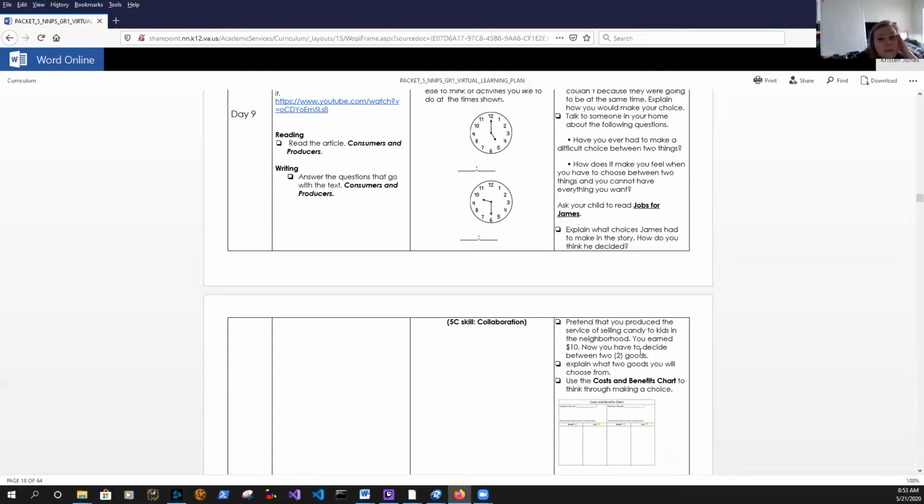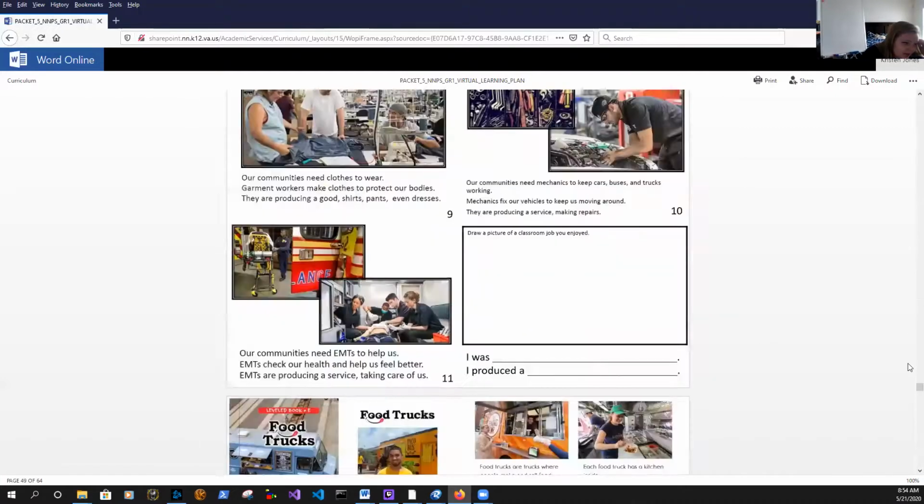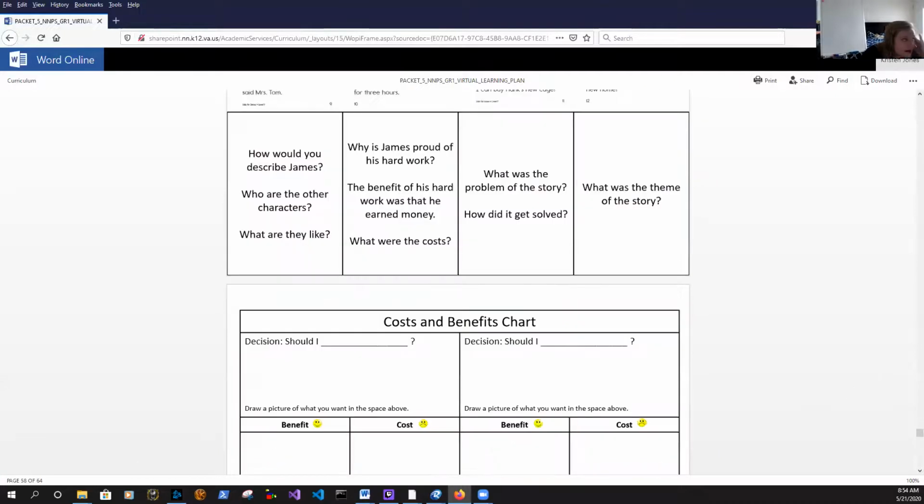So now what you have to do is pretend that you sold candy to the kids in the neighborhood and you made $10. Now you have to decide between buying two things. So you can only buy one of them, but you want both of them. But you only have enough money to buy one. So now we're going to use this worksheet to help you think through making the choice of what to buy. It's right here.